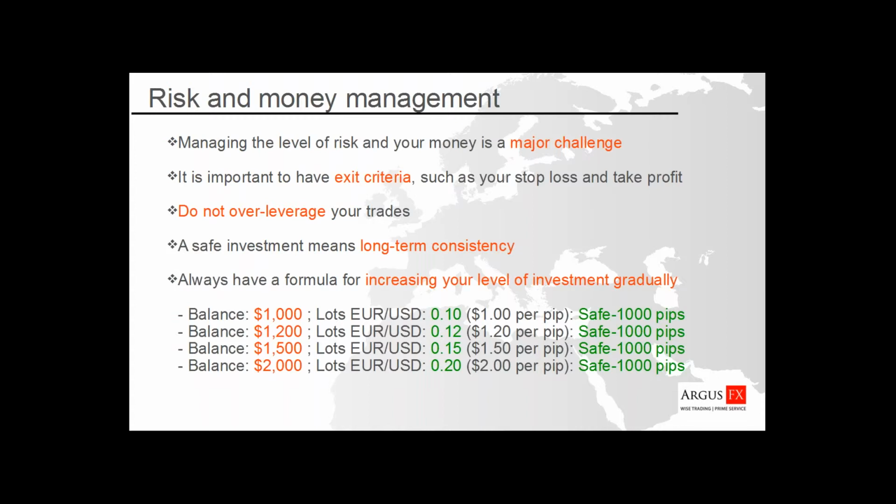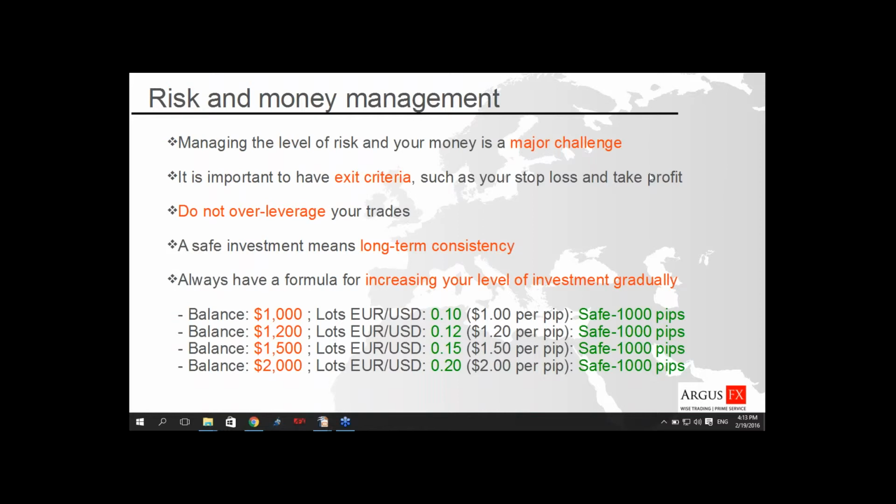Managing the level of risk and your money is a major challenge. Not all traders apply the right money management. And that is why after a period of time, after some successful trades, one trade comes and destroys everything. It is important to have exit criteria, such as your stop loss and take profit. So in other words, when you place a trade, put your stop loss to be on the safe side. Nobody can predict the market 100%. But as long as you are 70% of the time right, then this is it.